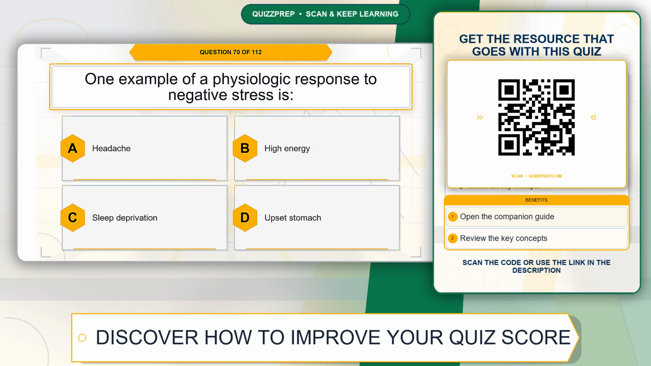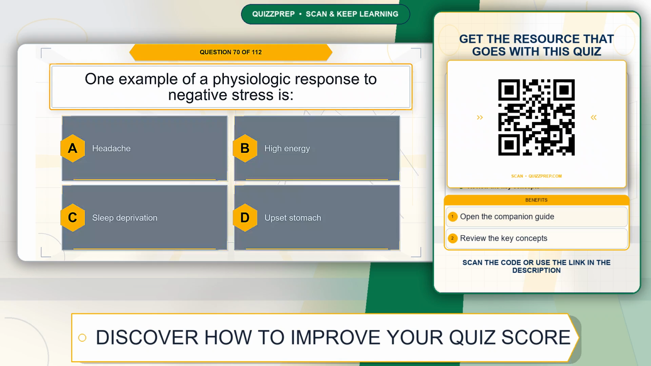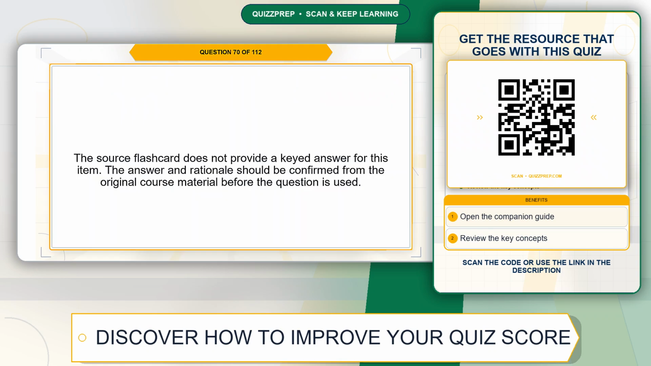One example of a physiologic response to negative stress is Option A, headache. Option B, high energy. Option C, sleep deprivation. Option D, upset stomach. The correct answer is now shown. Explanation. The source flashcard does not provide a keyed answer for this item. The answer and rationale should be confirmed from the original course material before the question is used.